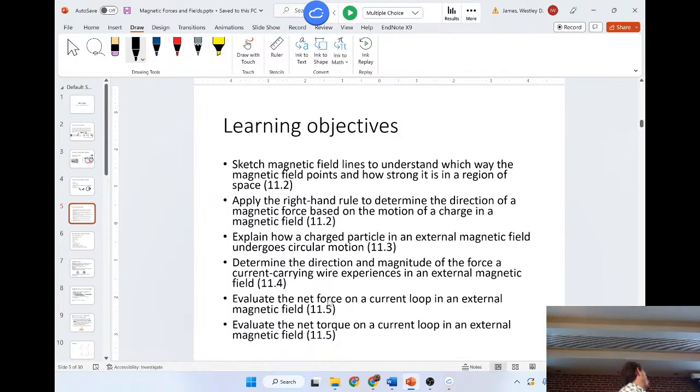All right, so lots of things. Looks like a lot of things, but it's not going to be as bad as it looks. We're going to talk about what magnetic field lines are and which way they point. We're going to use the right-hand rule to determine how a charge will move based on moving in a field. We're going to talk about why it's going to make a circle when it goes in a field. We're going to talk about the direction and magnitude of force a wire will experience due to a field. And long story short, we're going to find out that moving charges experience a force in a magnetic field. Moving charges will experience a force in a magnetic field. That's kind of the punchline of most of these all combined together.